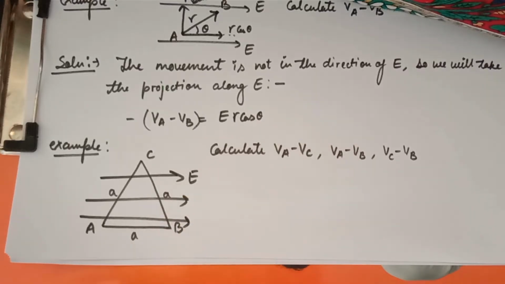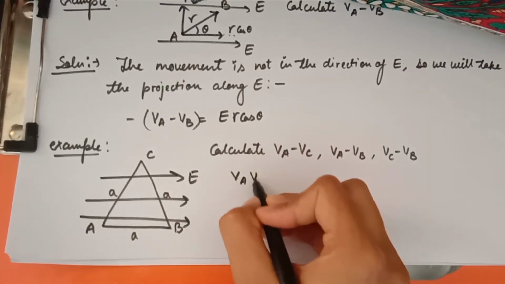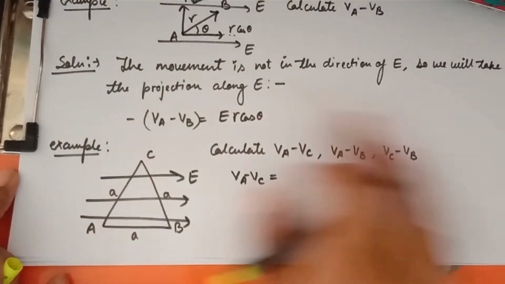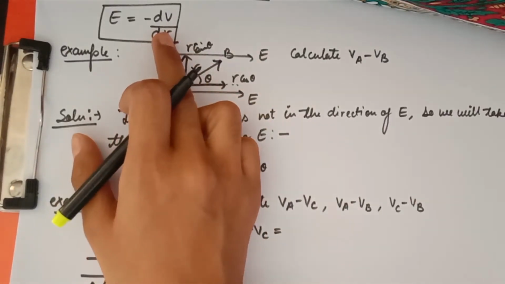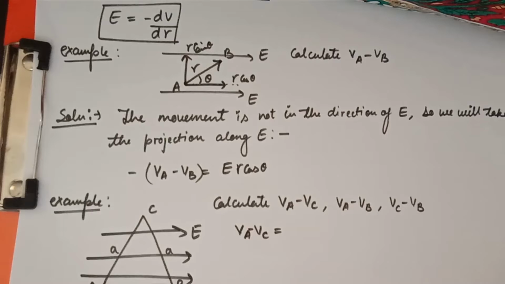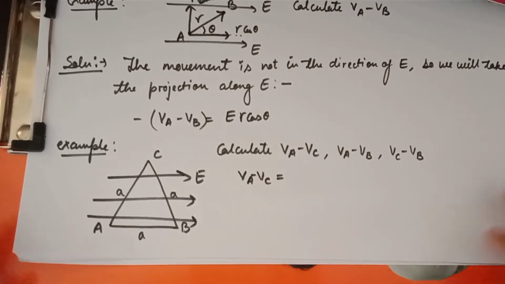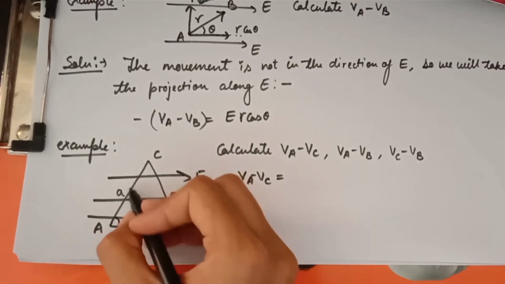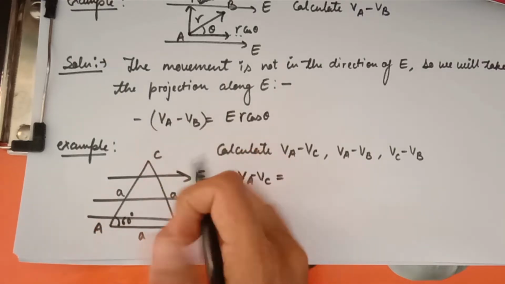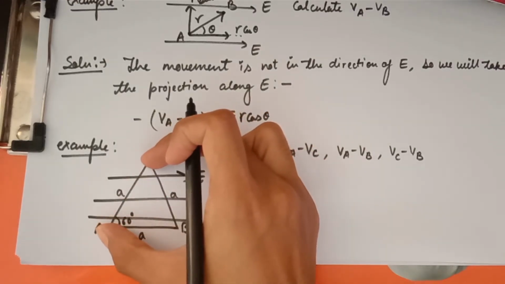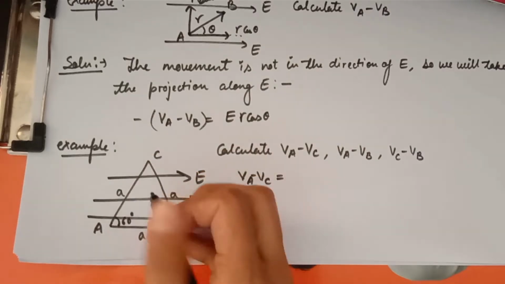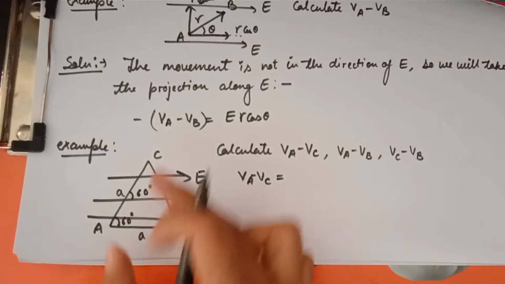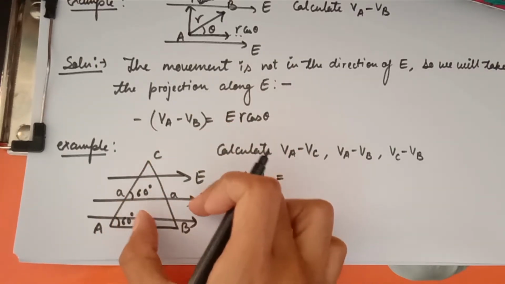This is the direction of electric field. So first we will calculate VA minus VC. As the equation suggests, VA minus VB will be equal to E into the displacement. So in an equilateral triangle, the angle is 60 degree. So the angle between the displacement, this is line A, and A is making an angle of 60 degree with electric field. These are electric field lines, and A is making an angle of 60 degree with electric field line.